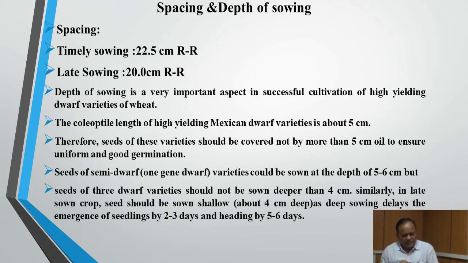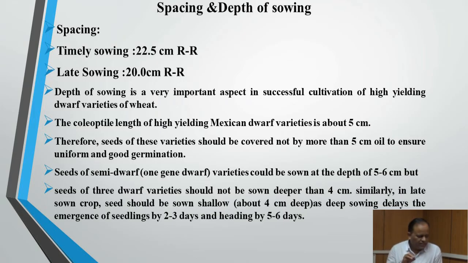Now the other aspect, depth of sowing, is very important in successful cultivation of high yielding dwarf varieties. Friends, as you know, a dwarfing gene, the Norin 10 gene, has been incorporated in Mexican wheat, and Mexican wheat was hybridized with the Indian traditional wheat, which resulted in the shortening of the height of the wheat plants.